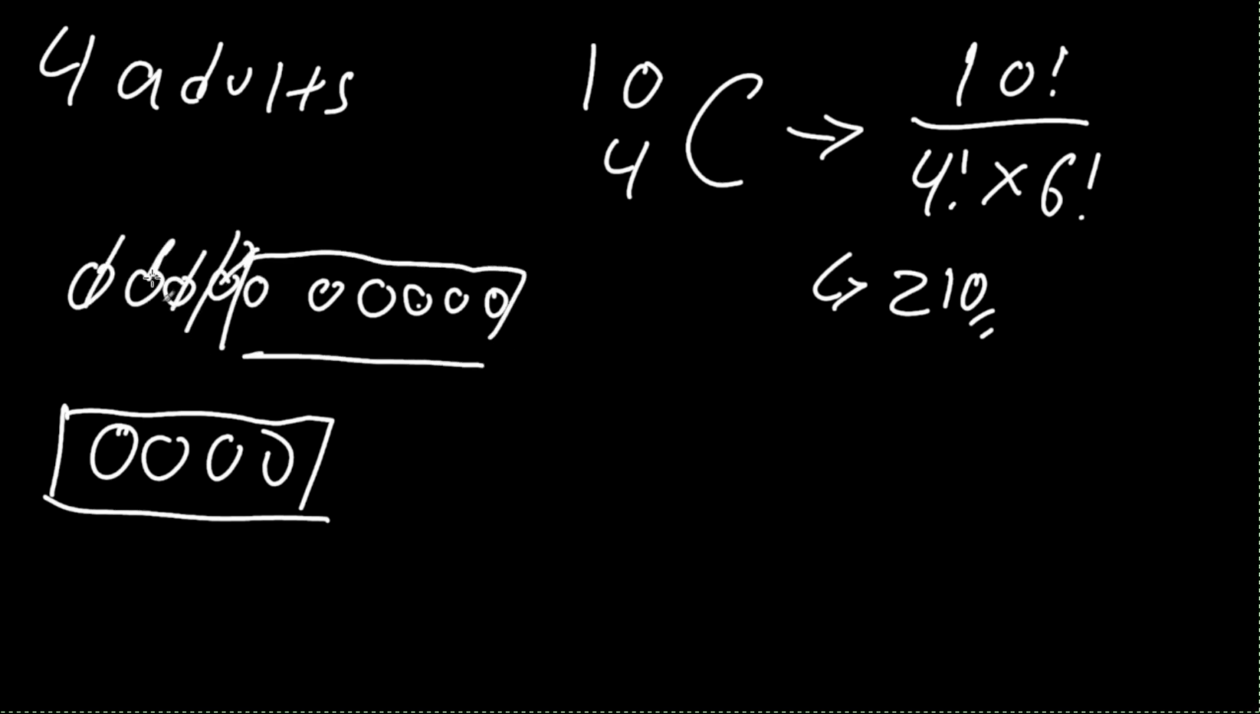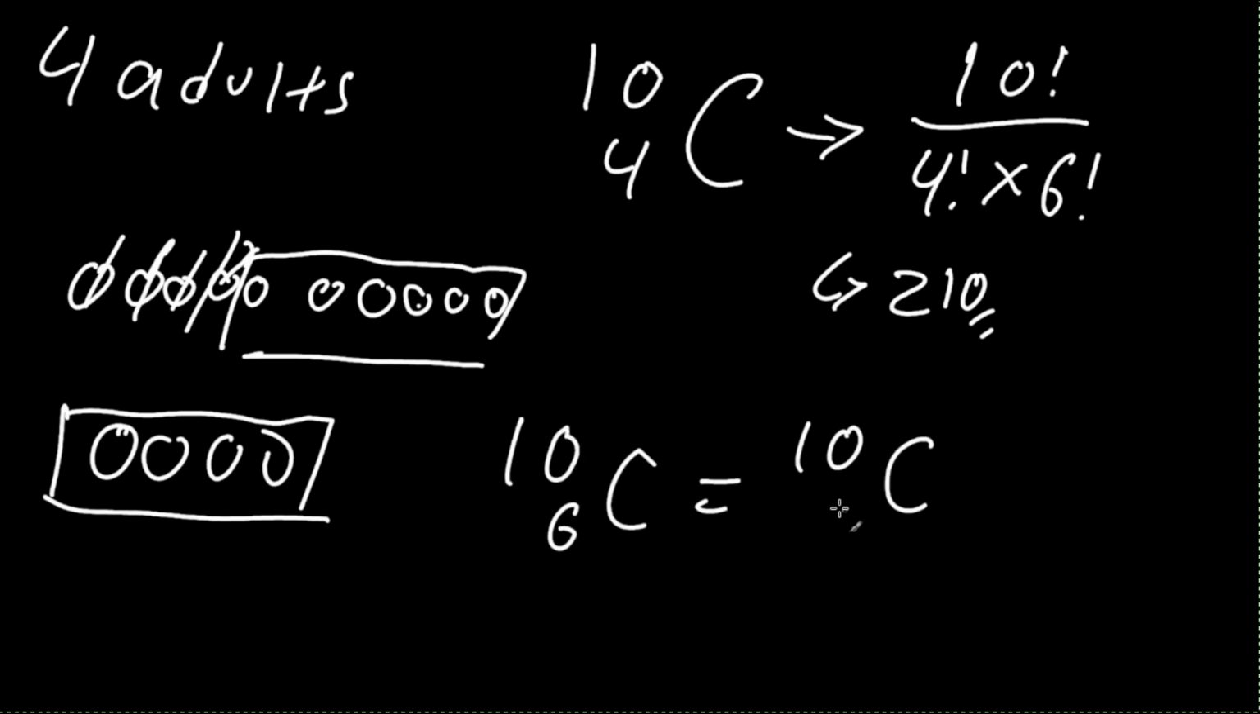What this tells us is that, well, notice that if I choose 4 adults, that only 6 adults remain. So if I choose 4 adults, that's the equivalent of me choosing 6 adults. Because if I choose 4 adults, I leave 6, and if I choose 6 adults, I leave 4. In other words, 10C6 and 10C4 are equal.